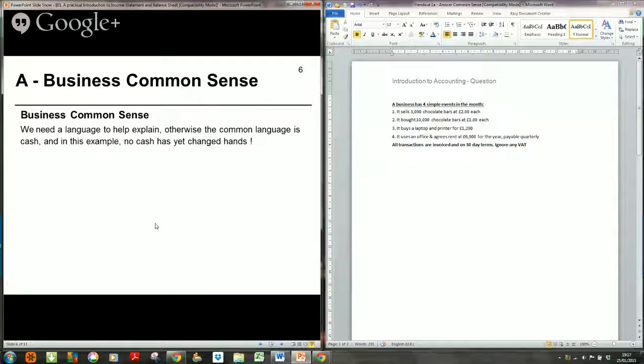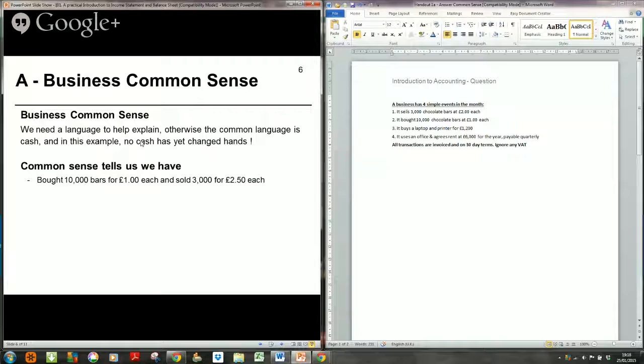What is business common sense? And also what you'll find in trying to describe that business, you need some common language or a framework. Otherwise, 2 things happen. 1, the common language is cash, and in this example, no cash has changed hands. Or 2, you don't know how to describe it to somebody else because they don't know the language and the common terminology you're using. So what can common sense tell us? And then let's look at the framework in which we're going to try and put that together.